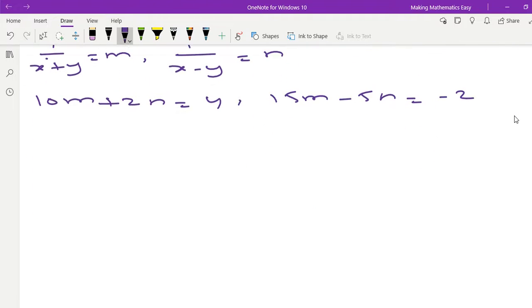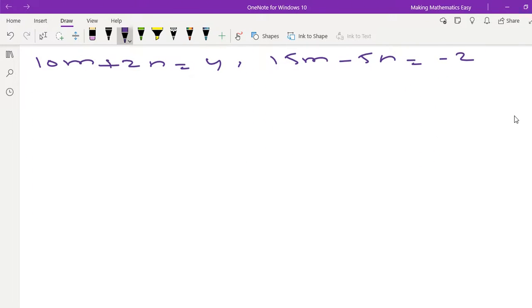Okay, now in a similar way, we need to make one coefficient the same. So let's do one thing. Let's make n the same. So what we need to do is we need to multiply equation number 1 by 5.